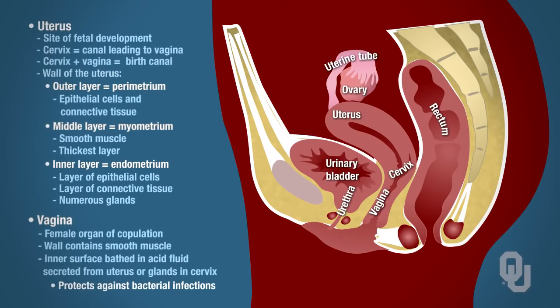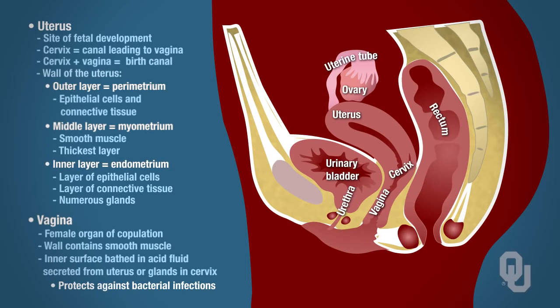Now, continuing on with the reproductive tract of the female, we're going to focus momentarily on the uterus as well as the vagina. I'm not going to read all of this information to you because you can read it. What I want to focus on is the wall of the uterus. There are three layers to the wall of the uterus. There's the outermost layer called the perimetrium, which has epithelial cells and some connective tissues. There's a middle layer called the myometrium, which is composed of smooth muscle. And then the most important layer of all for us is the endometrium. When we discuss the menstrual cycle, we'll be talking a lot about the endometrium, the innermost layer of the uterine wall.